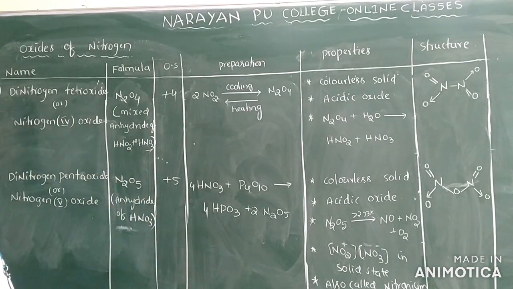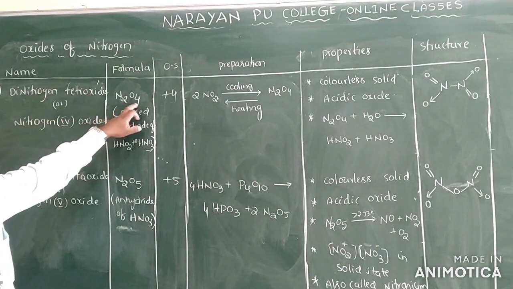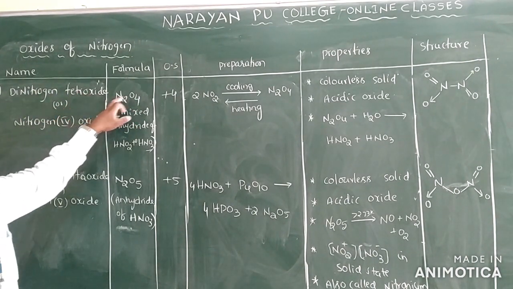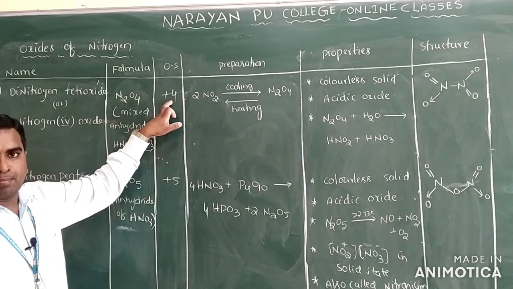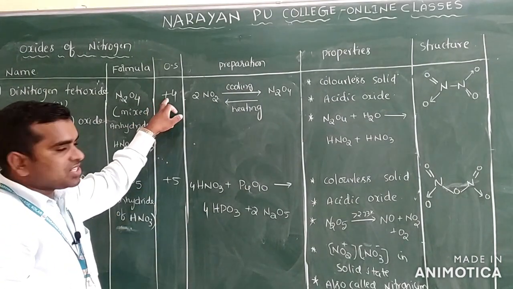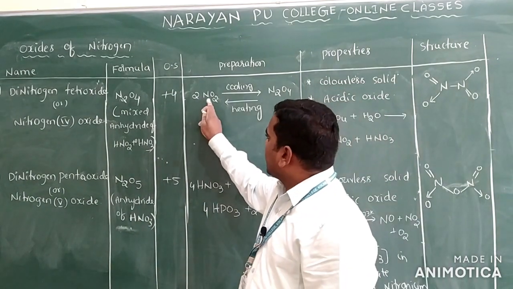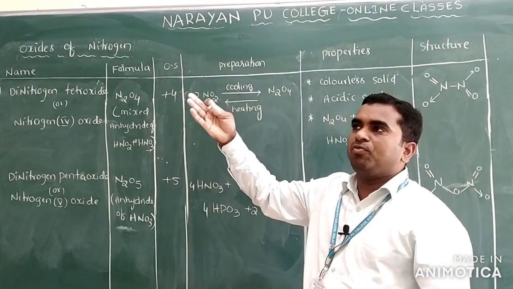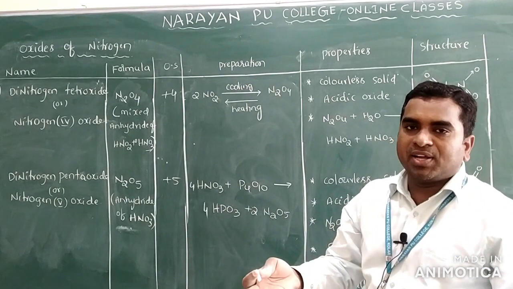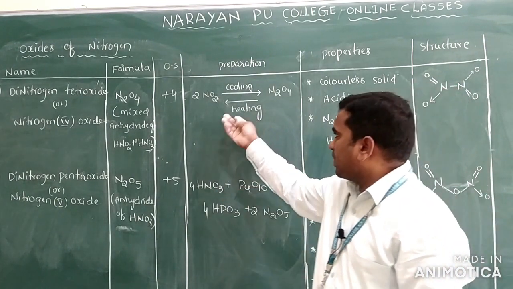So the next oxide of nitrogen is N2O4, that we will call dinitrogen tetroxide. Clear? What is the oxidation state of the nitrogen here? +4. So that's why we can call it nitrogen 4 oxide. And how to prepare? It is simple. I already mentioned, if you cool down the temperature of the NO2, it easily dimerizes and gives the N2O4. That is the preparation here.